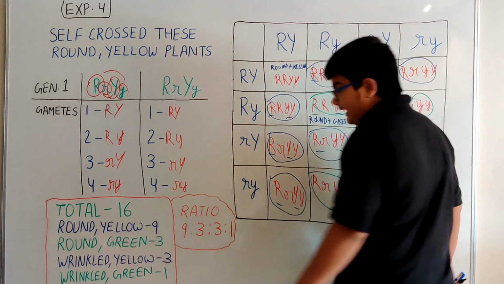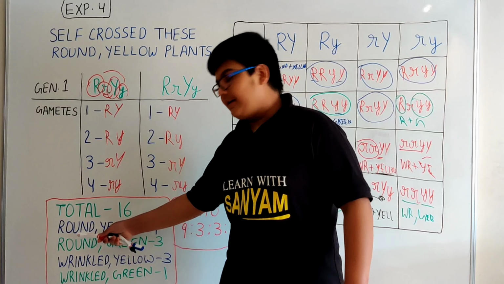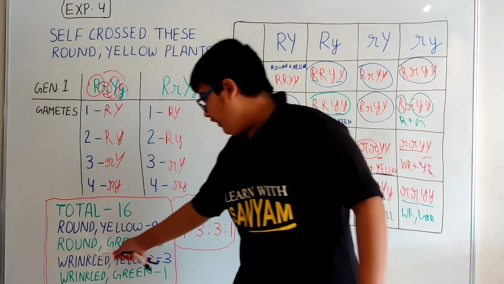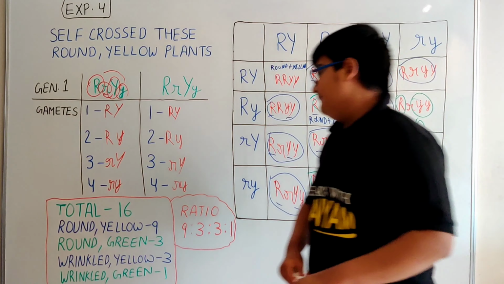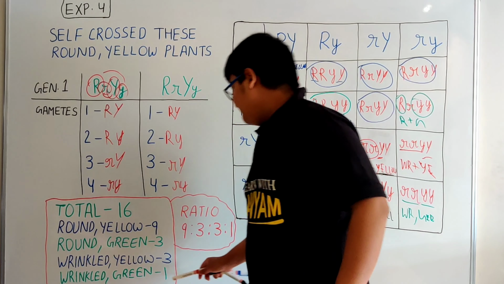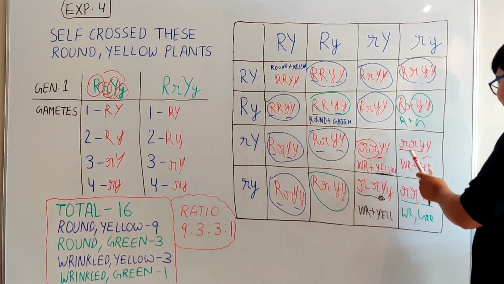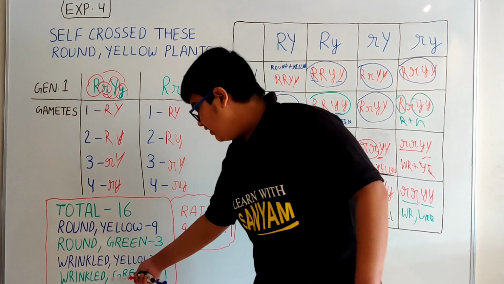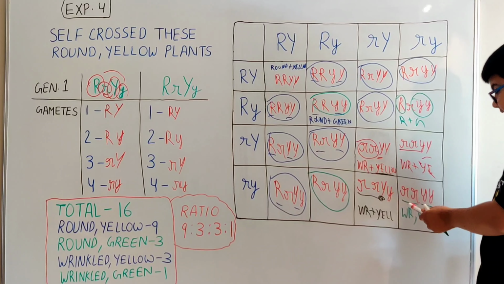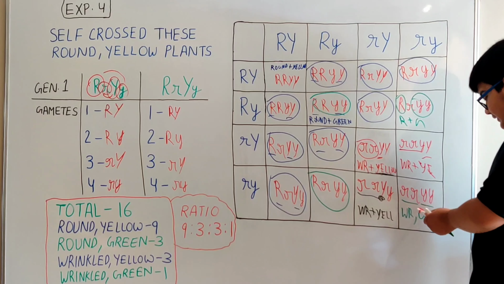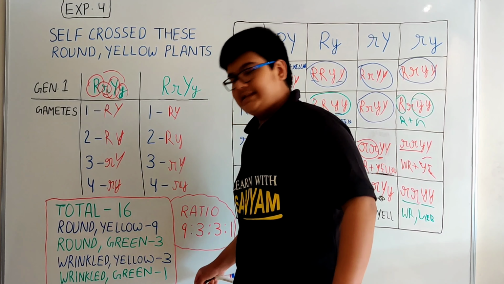So here we can see that out of the 16 offsprings formed, 9 offsprings are round and yellow, 3 offsprings are round and green, this, and this. Wrinkled yellow offsprings are 3. So this, and this. And one offspring is wrinkled and green. This one, the last one, as it does not have one copy of round or one copy of yellow seeds. So it will have a wrinkled and green seed.